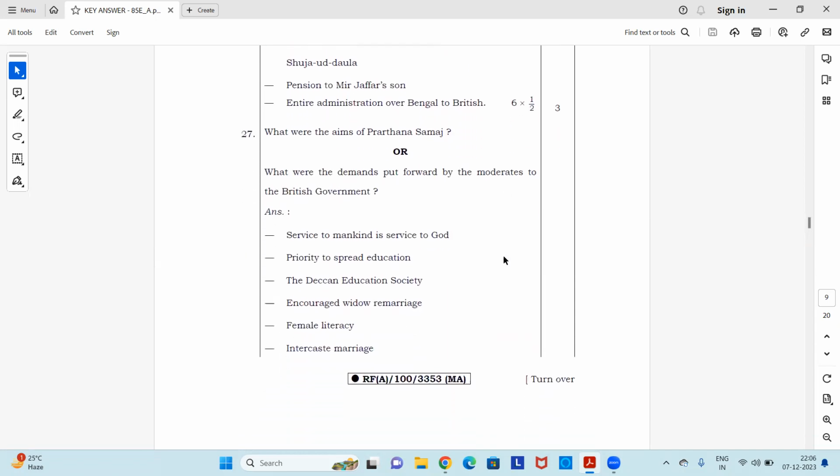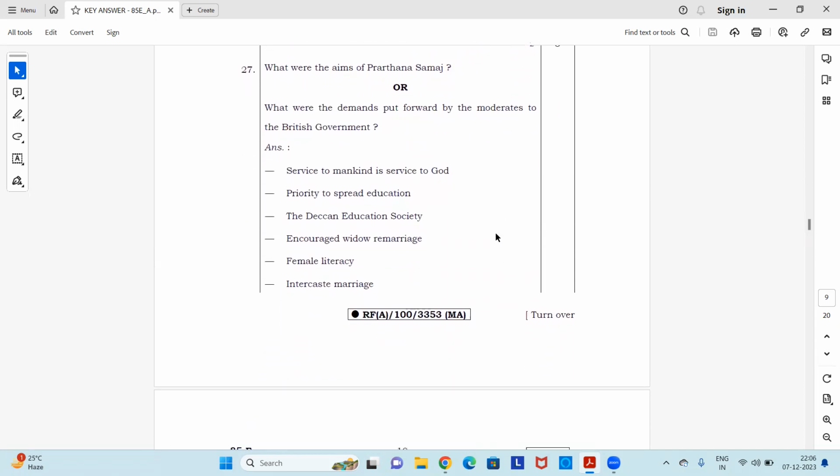Next question. Now in this question number 27, you see that there is an option given here, internal choice. The questions are, what were the aims of Prarthana Samaj, or what were the demands put forward by the moderates to the British government? So any one which you know the best, you can write it. Okay, but here let us see both of the key points. So first one, for Prarthana Samaj, the main aim was service to mankind is service to God, priority to spread education.